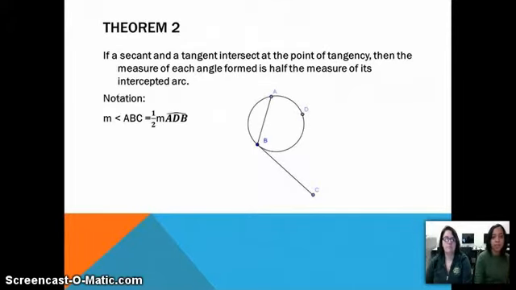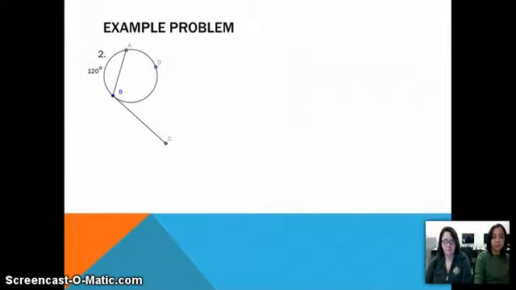Theorem 2. If a secant and a tangent intersect at a point of tangency, then the measure of each angle formed is half the measure of its intercepted arc. This means that the measure of angle ABC is equal to 1/2 the measure of arc ADB. Here's an example of Theorem 2.